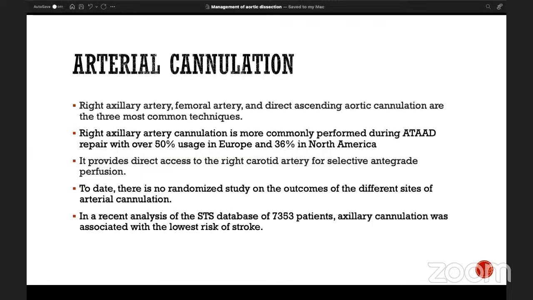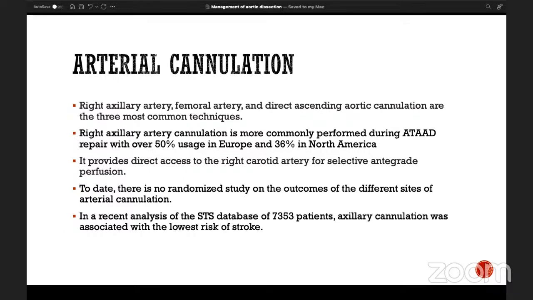So for arterial cannulation, commonly used access sites are the right axillary artery, the femoral artery, or the evolving direct ascending aortic cannulation. Most commonly used in Europe, in almost 50% of cases, is the right axillary artery, and this represents 36% of cases in North America. The benefit is providing direct access to the right carotid artery, and this is useful in cases of selective antegrade perfusion if you are going to do an arch or hemi-arch repair.